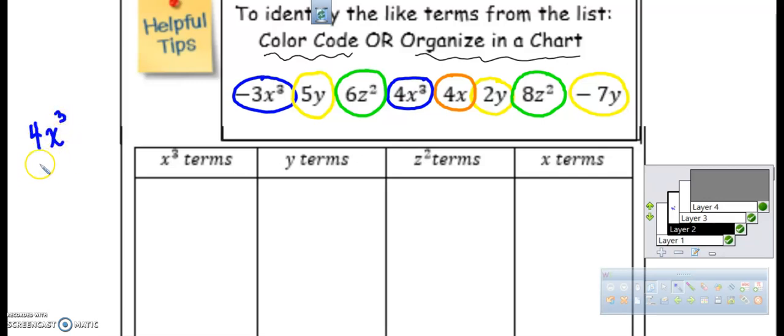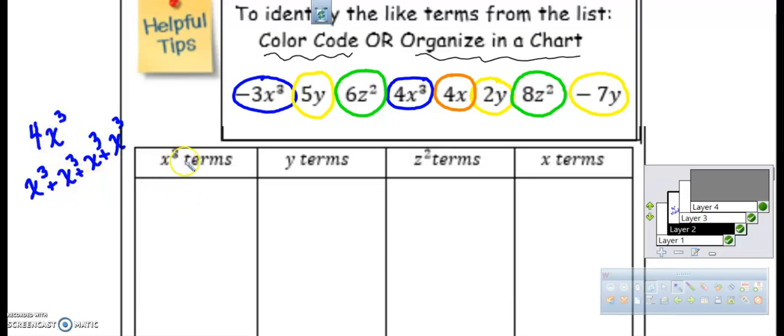So if I break that down, remember a coefficient is the number being multiplied to your variable. So if I break that down, multiplication is a shortened form of repeated addition. So what this basically means is I have 4 x cubes being added together. 4 of them being added together. So I can write an expanded form for this as repeated addition. So the shortened form is 4x cubed.